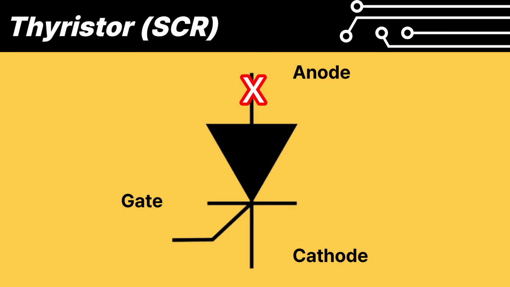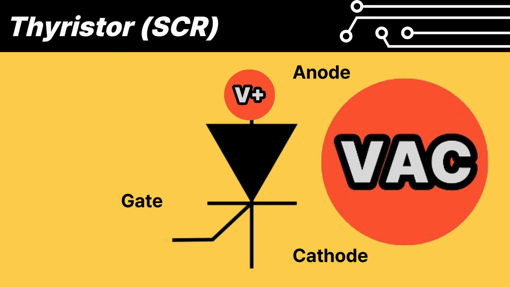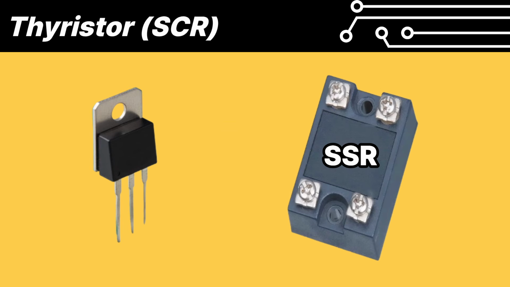Thyristors are usually suitable for controlling large currents because they have a high surge current. They can be considered components specialized in AC power control rather than DC power control. They are also components used in solid-state relays.